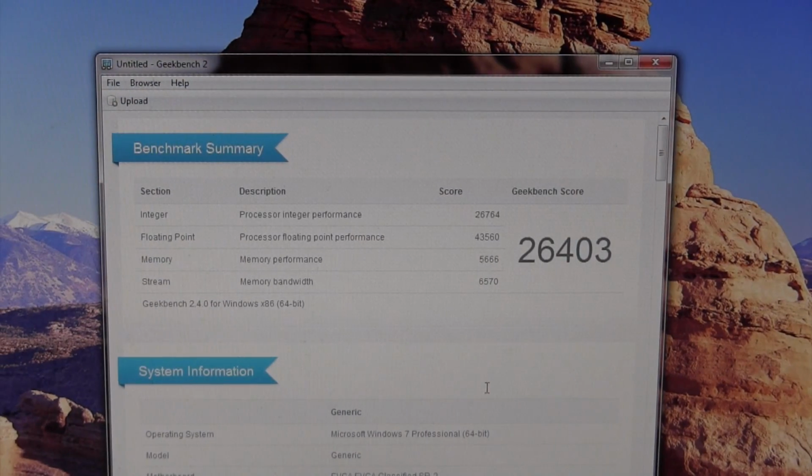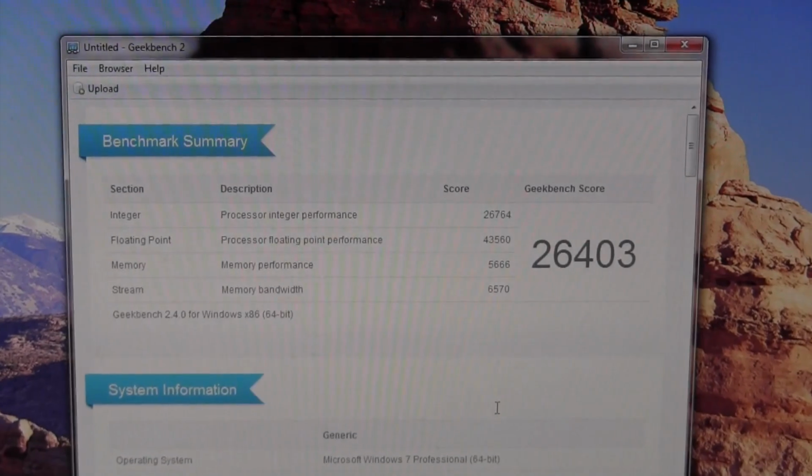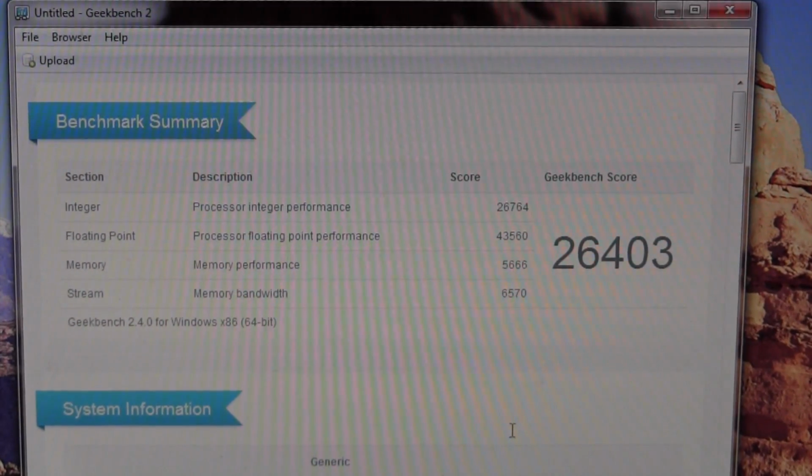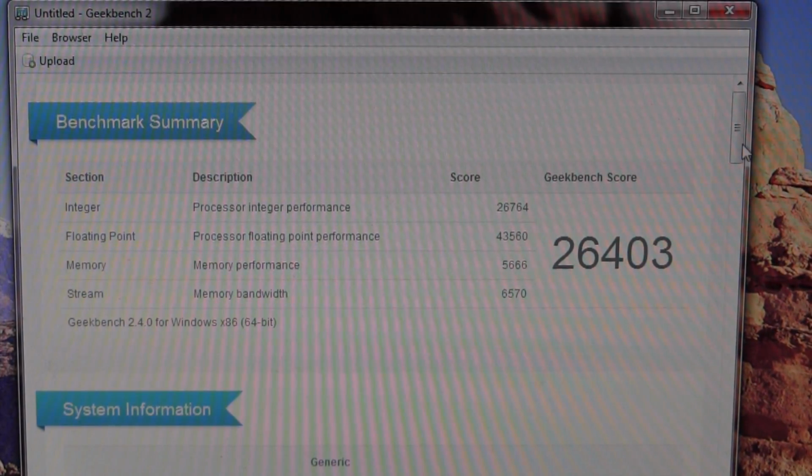And as you can see by the results of the Geekbench, we get 26,403, which is definitely a fair bit higher than in OS X. Once again, I attribute that to that software.